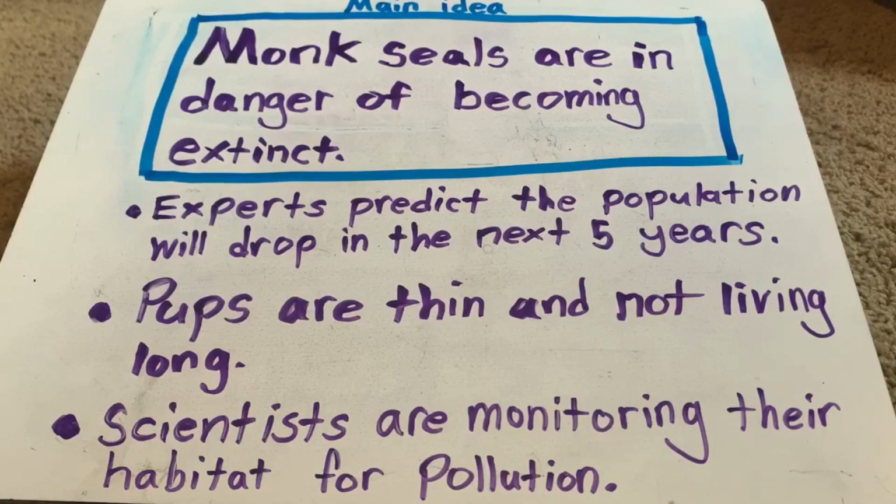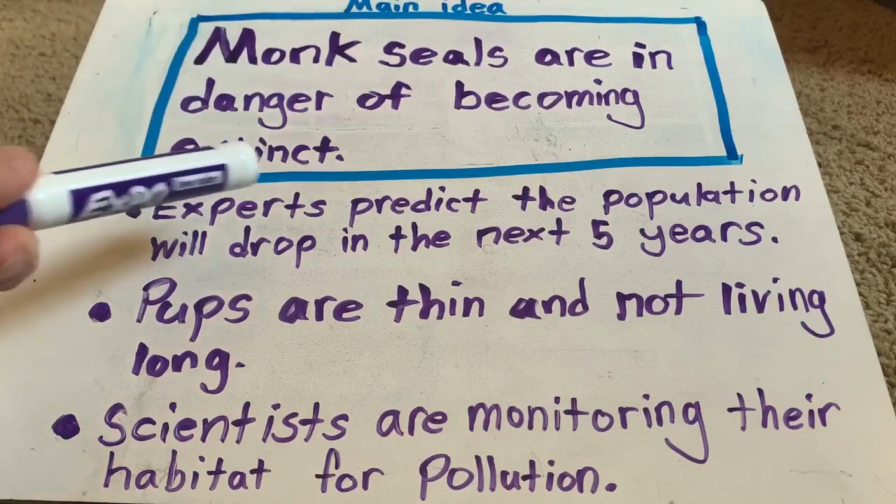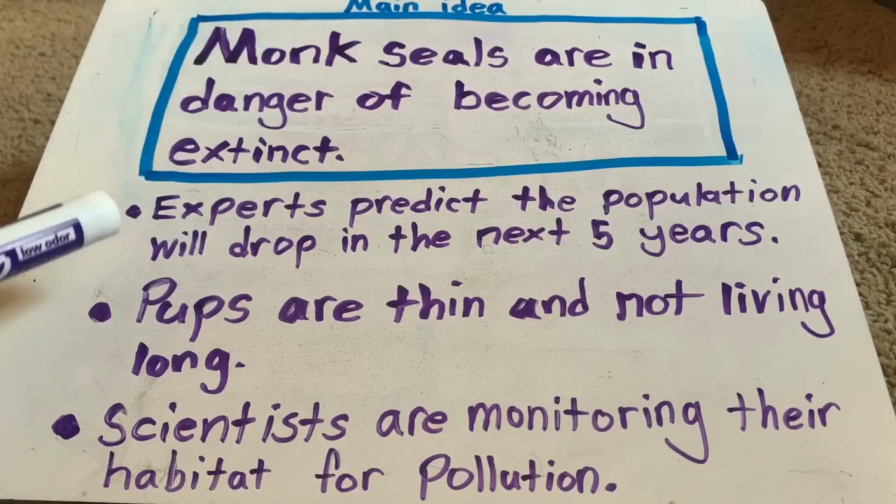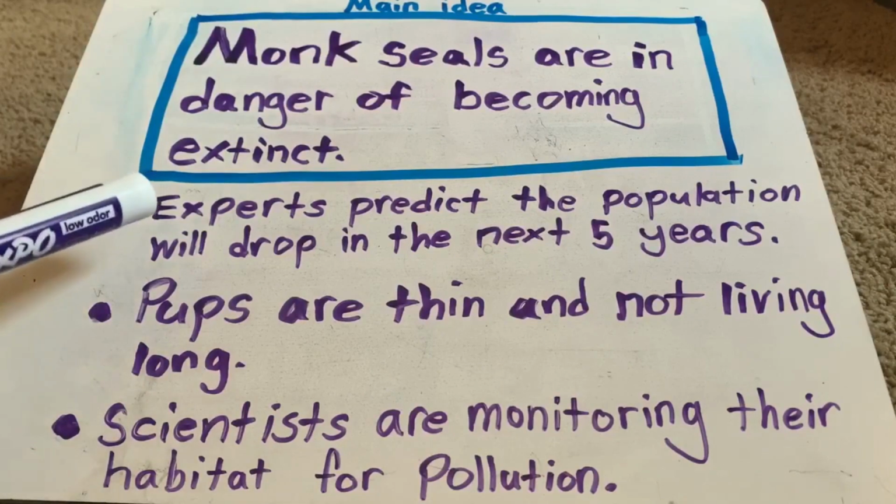What you're going to do in your text today is find the main idea of the text that you're going to read, and then write it down and put it in a box. That's going to be your main idea. After that, you're going to find all the supporting details that you can in your text that prove that your main idea is true.